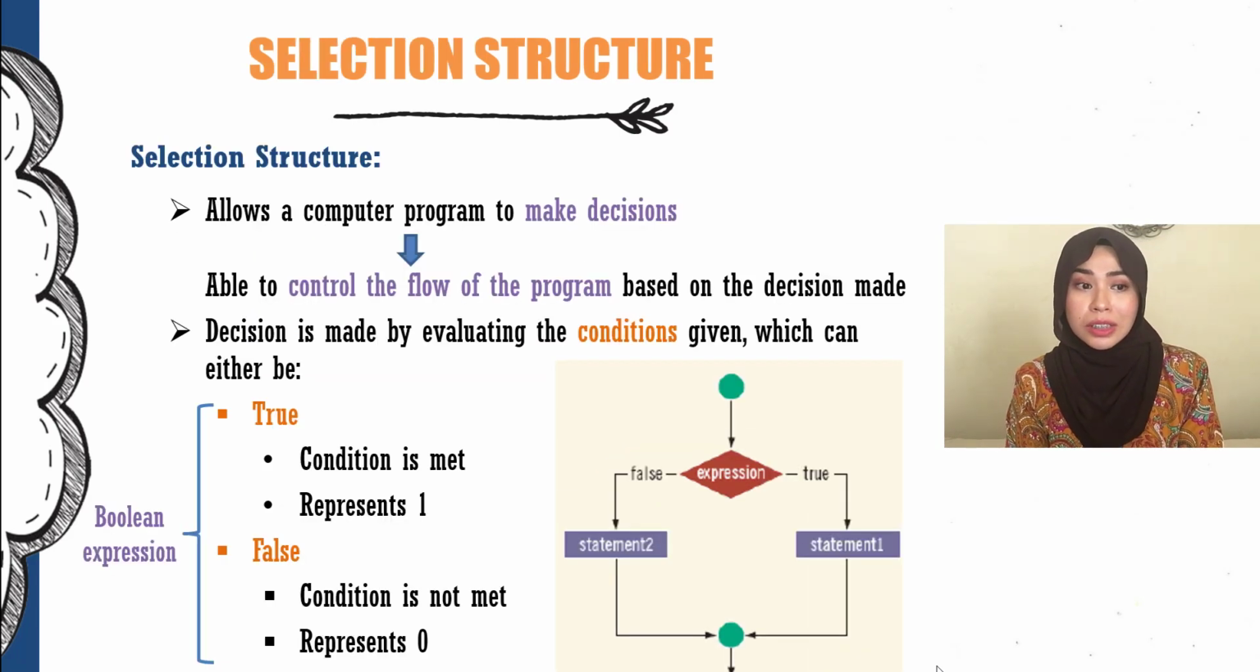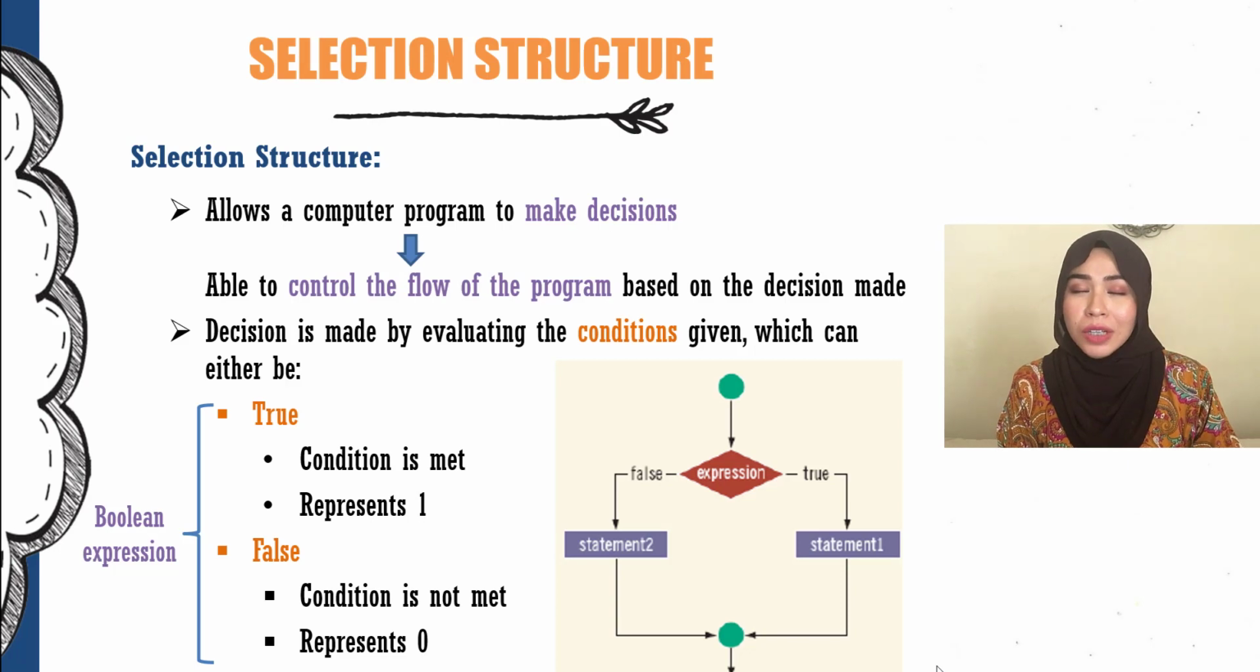So it says here that selection structure allows a computer program to make decisions. When we talk about decisions, we usually will be asking some question. For example, this morning I was like, okay, I'm hungry. Do I go downstairs? So the answer is just yes or no. Depending on what our decision is, our action will be completely different.